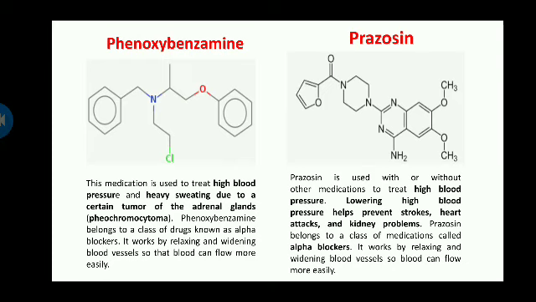We call it pheochromocytoma. This drug comes under alpha blockers and also works by relaxing and widening blood vessels so that blood can flow more easily to the body. Next one is prazosin. This drug is mainly used to treat high BP. By lowering BP, it is used to prevent strokes, heart attacks, and kidney problems. These drugs come under alpha blockers, mainly working by relaxing and widening blood vessels so that blood flows easily to the body.